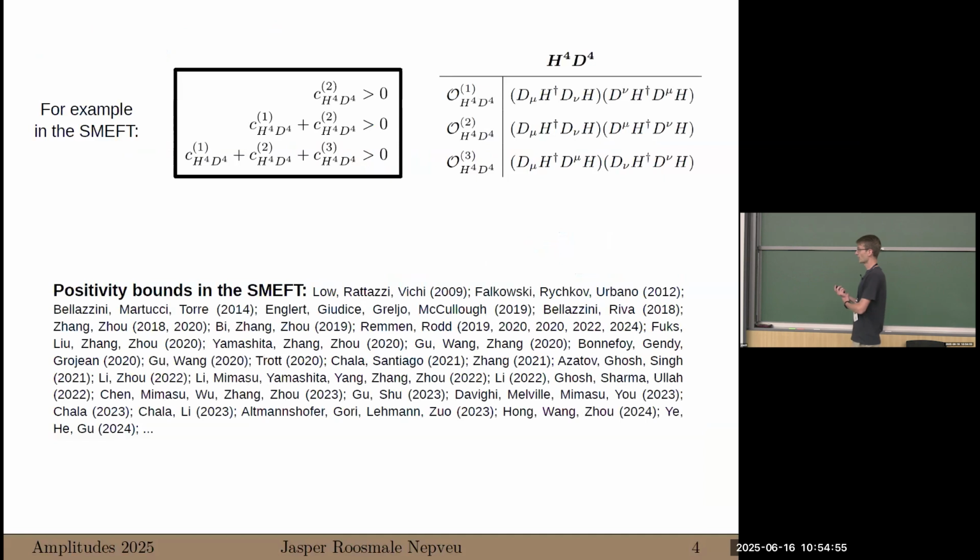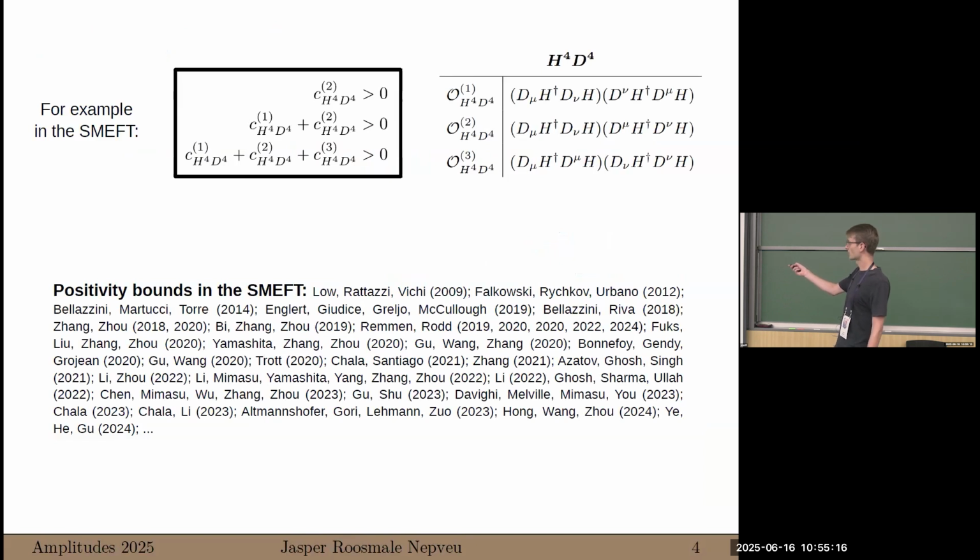Okay, so in the standard model effective field theory, this has been studied quite well, but how positivity affects the parameter space is a different question. For example, there's the sector of 4 Higgs operators with 4 derivatives. This turns into a basic statement about the parameters.